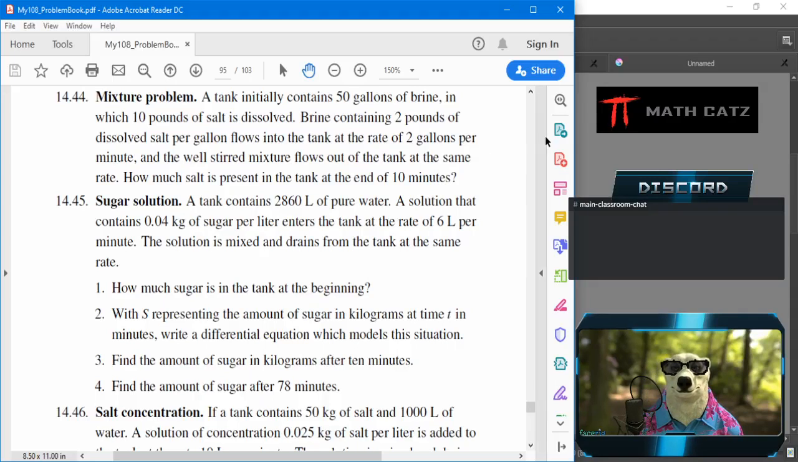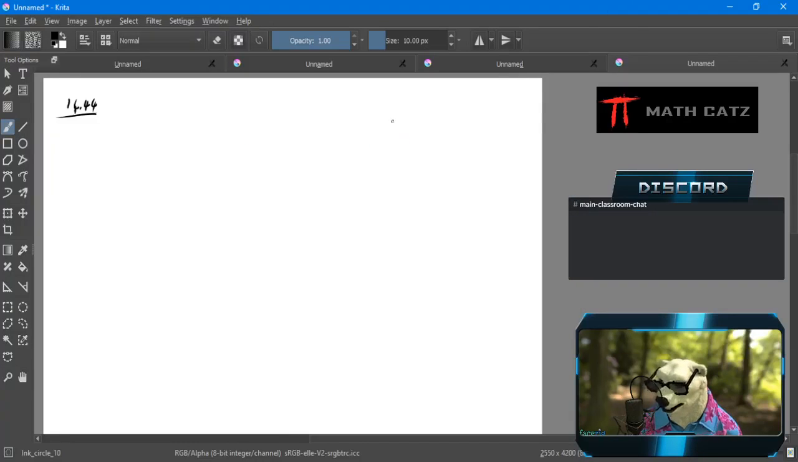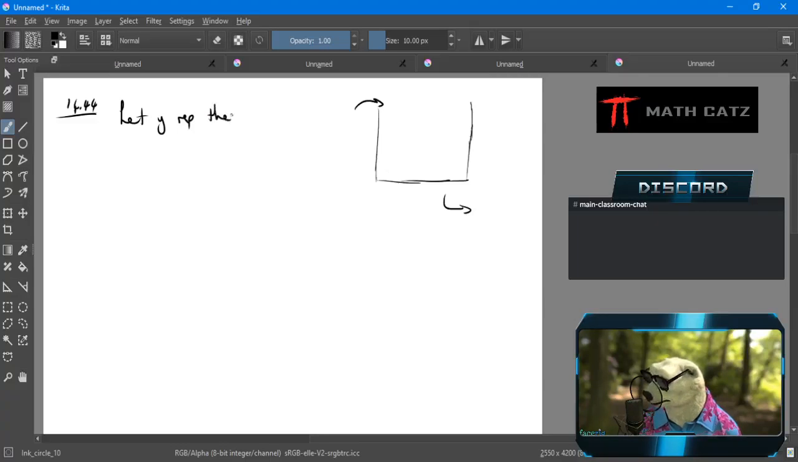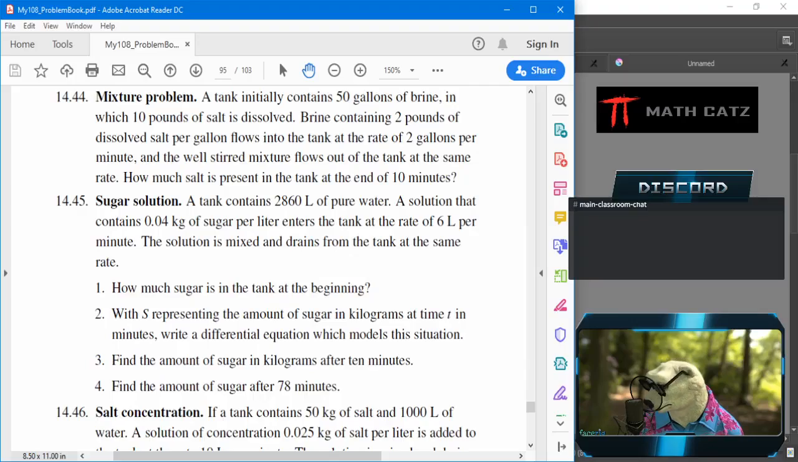Well, let's set up the situation. I really like a picture in this case. Just gives me time to get on top of what's happening here. Stuff's coming in, stuff's going out. Okay, I have a mixture problem. I'm going to let Y represent the amount of salt in pounds at time t, and time is, I think, again in minutes.